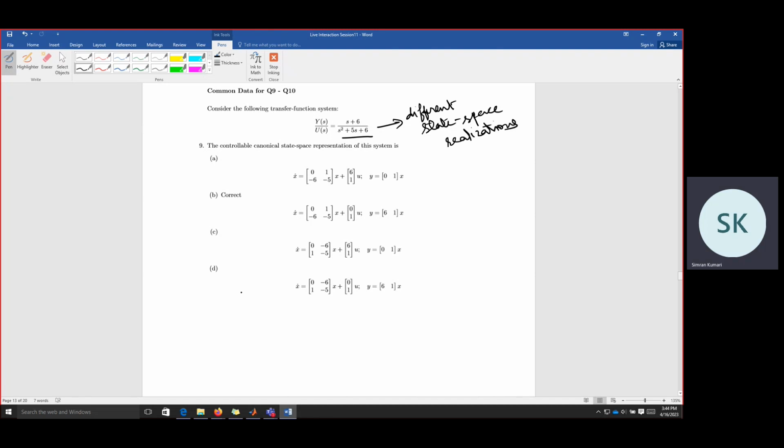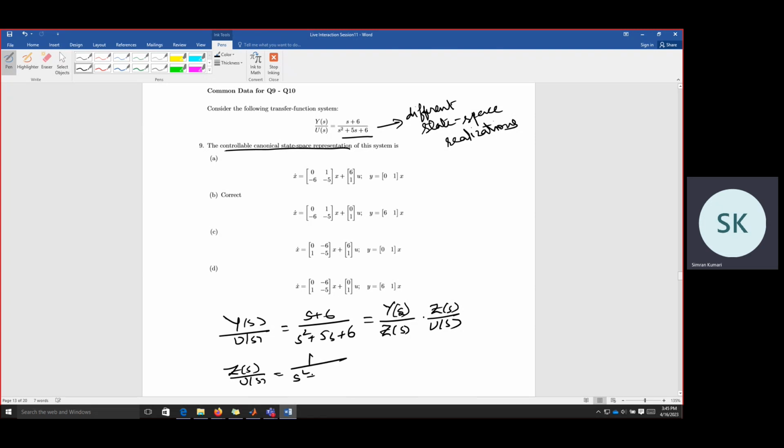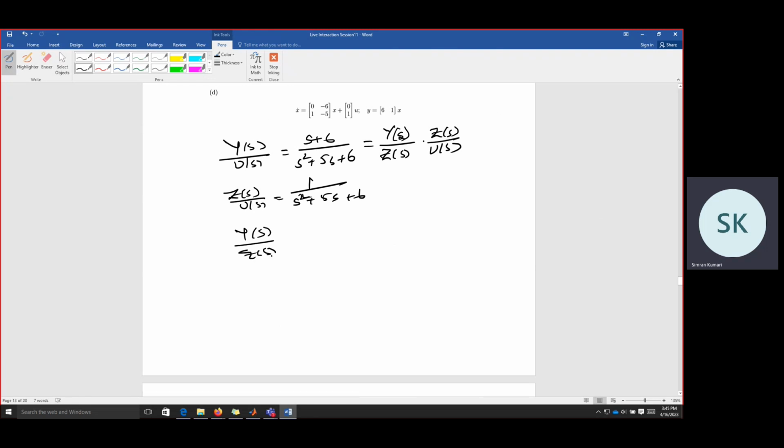In these state space realizations, we consider some standard forms like controllable canonical form or observable canonical form for different purposes. So here it is saying the controllable canonical state space representation of this system. So it is being asked. Now for this one, what we do, we have Y(s) by U(s), which is (s plus 6) by (s square plus 5s plus 6). So what we can see, we can introduce an auxiliary variable, Z(s). So we can say Z(s) by U(s) is equal to 1 by s square plus 5s plus 6, and Y(s) by Z(s) is equal to s plus 6.